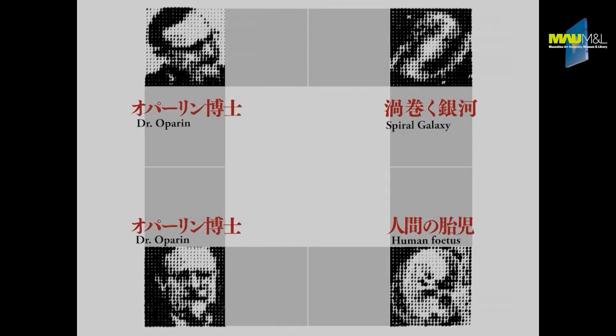These are examples of applying these numerical operations with photo images as the subject. The images in the corner, top left and bottom left, are of the Russian scientist Oparin. They are 2 portraits of the Russian biochemist who attributed the origin of life on Earth to the formation of organisms through scientific evolution. On the top right is a spiral galaxy. On the bottom right is a human fetus. These 4 images are arranged in the 4 corners.